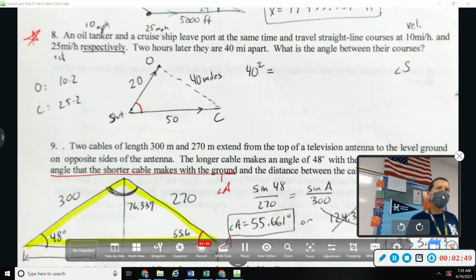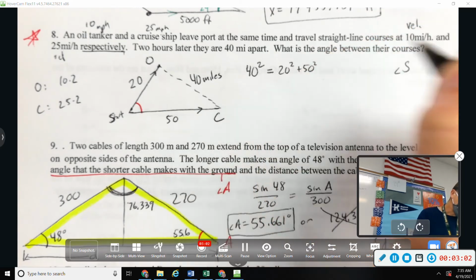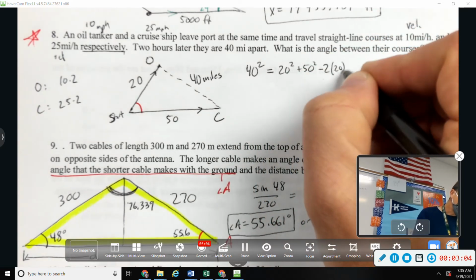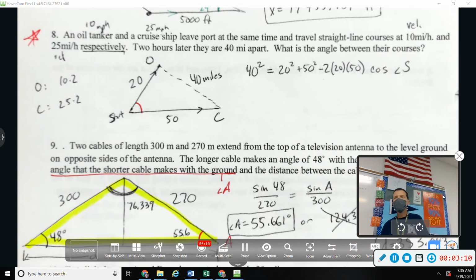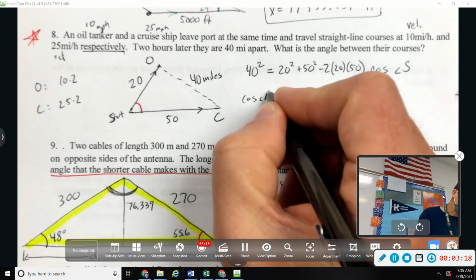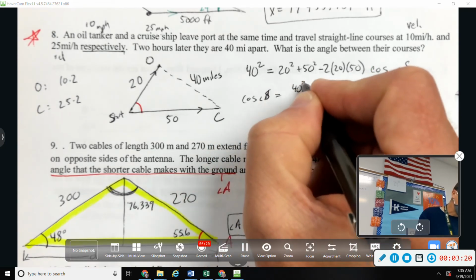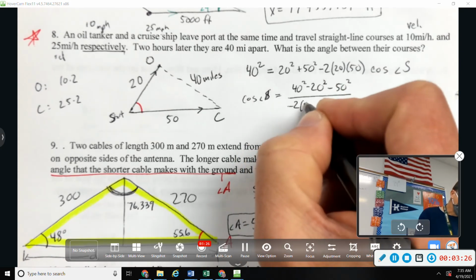Again, the test is open note, but hopefully by the time you get there, you've done law of sines and cosines enough that you're not fumbling around looking for the equation. You've done it enough to know it. 20 squared plus 50 squared minus 2, 20, 50, cosine of angle S. And you could go to the calculator from there if you were very careful. I would probably show one more step of algebra before going to the calculator.